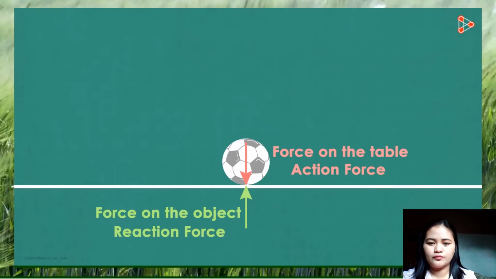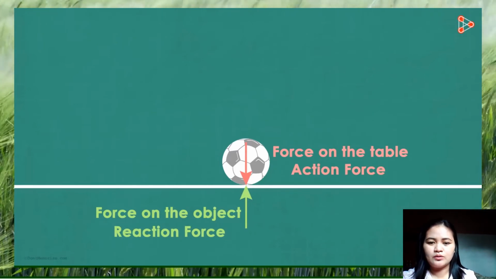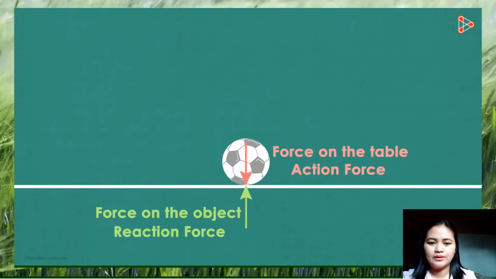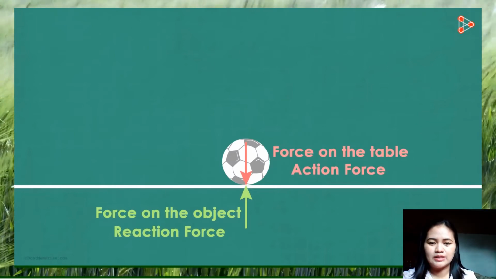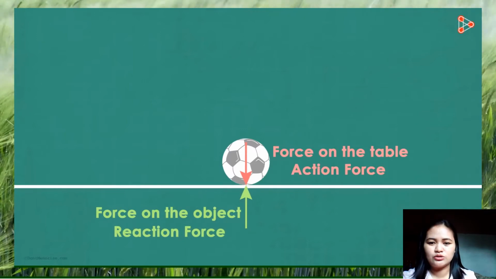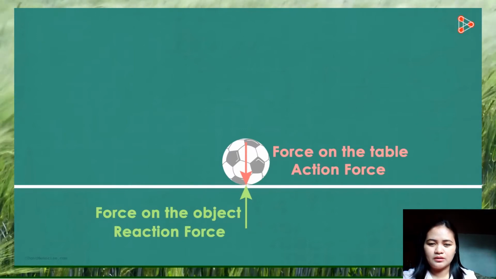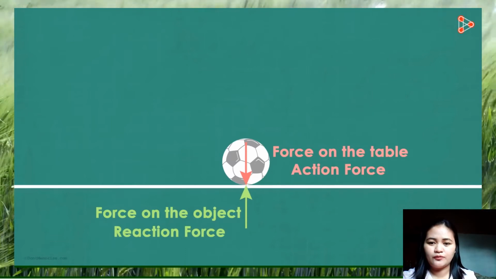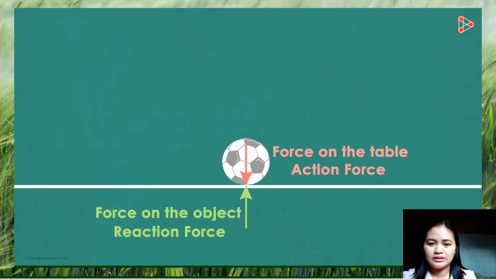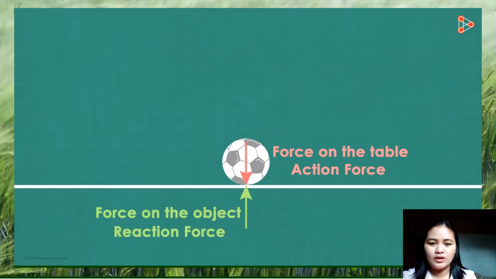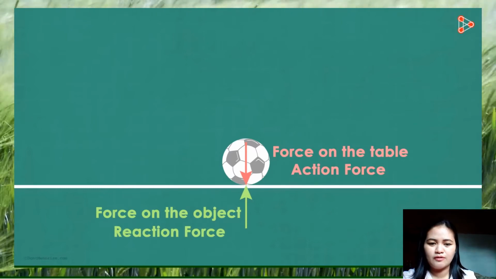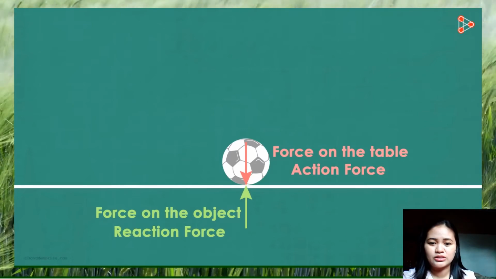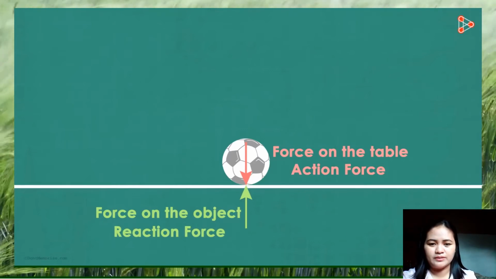Alright, so the first illustration here, we have two objects interacting with each other. We have the ball and the table. What is the action here? It's the ball that is put on the table. Its force is downward, and that is the action force. While the reaction, of course, is coming from the table, having the reaction force that is directed upward.